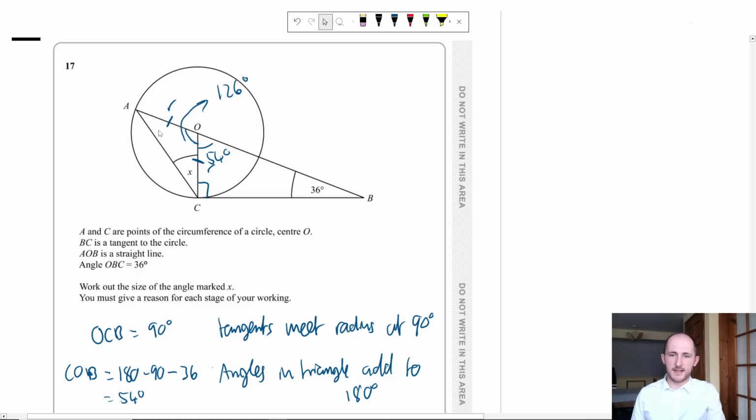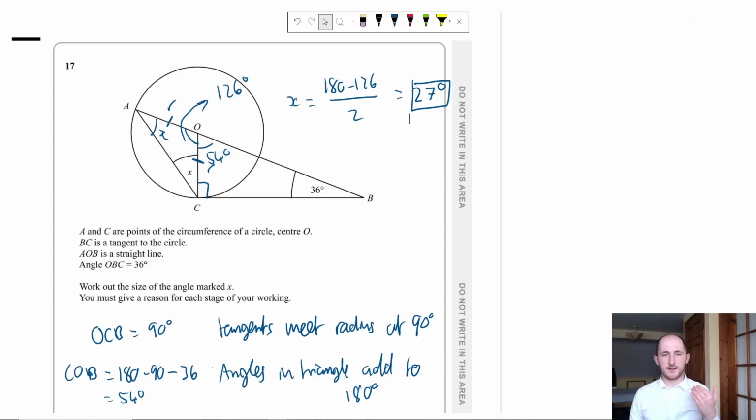So if both of these are the same length, and that means that's also x, then that means angle x is just 180 minus 126 to work out both these angles added together, and then divide by 2. And that's it. Okay, so that's 54 divided by 2. In other words, it's 27 degrees. Okay? And again, reasons there, because base angles of an isosceles triangle are the same size.